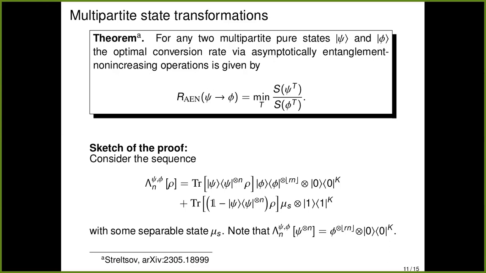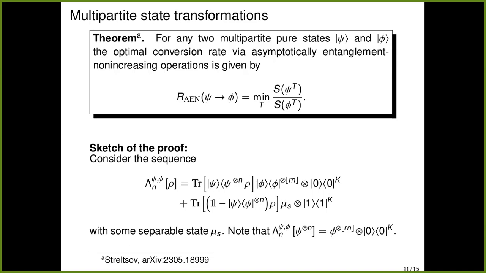And here, for technical reasons, I need a flag here, 0, 1. You can think about it as being a particle in Alice's laboratory. And basically, in the other case, so if we get the other outcome, we replace our system by some separable state. It doesn't really matter which state it is, just some separable state.